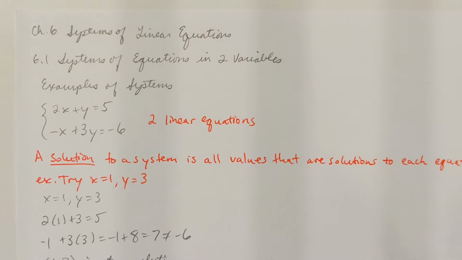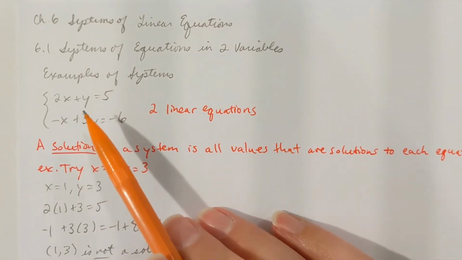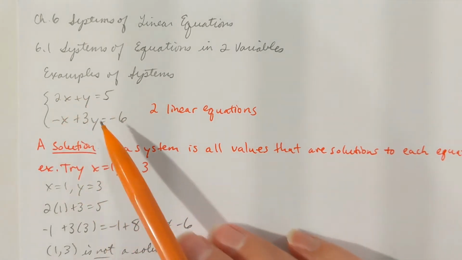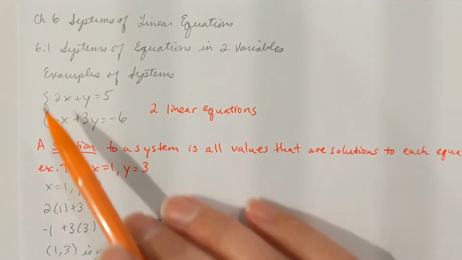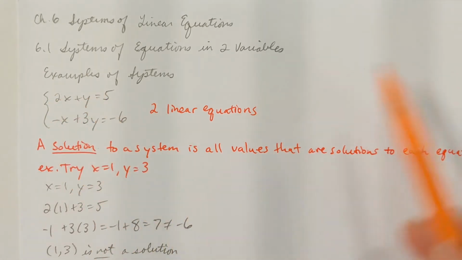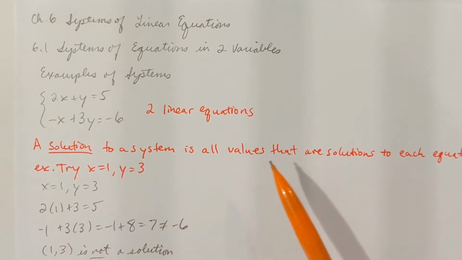So I've got some examples of some systems. Here would be two equations with two unknowns. The unknowns are x and y. Usually we have a bracket to enclose all the equations together in a group. You'd see that in a lot of books. Now, the solution to the system would be all the values that are solutions to each equation.